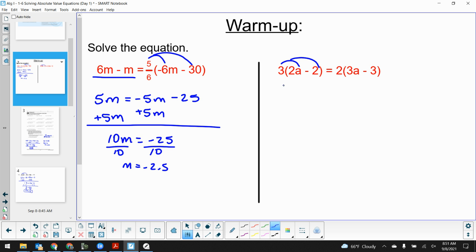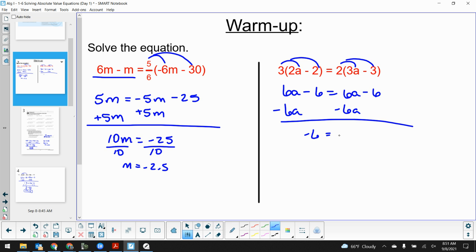Now, in contrast to that, I have 6a minus 6. We subtract away the 6a's. So that's going to get me -6 is equal to -6. So what's my response? All real numbers. Good. The bold R. Questions about that?